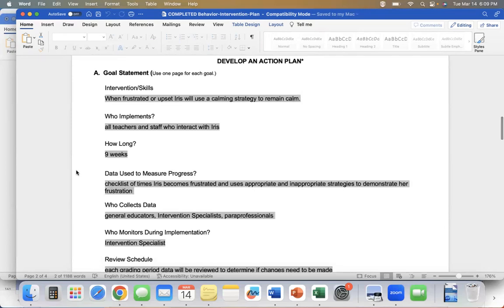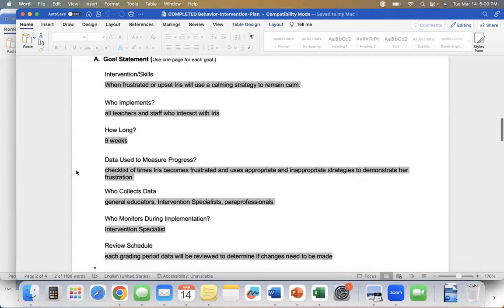Then we work into our action plan here. So in our goal statement, we're working through the process here. So the intervention and skills here, it doesn't really tell us much specifically about what it wants. So what we want her to do is use a calming strategy to remain calm rather than destroying property. Should be implemented by any adult staff member who works with her. And then we're going to start this for nine weeks. So we're looking at one final grading period left in the school year here.